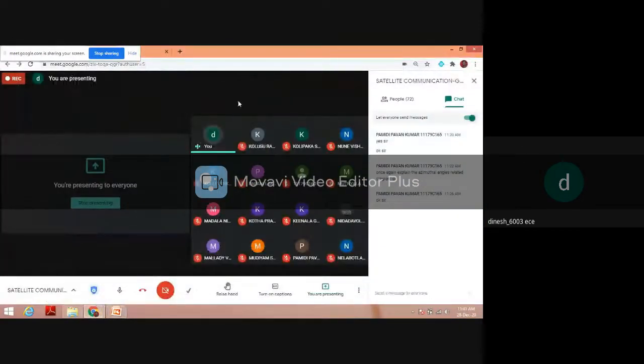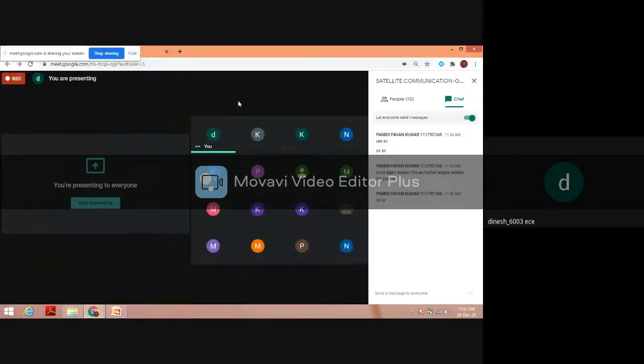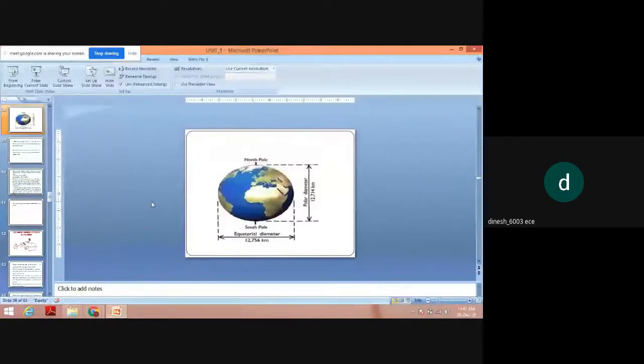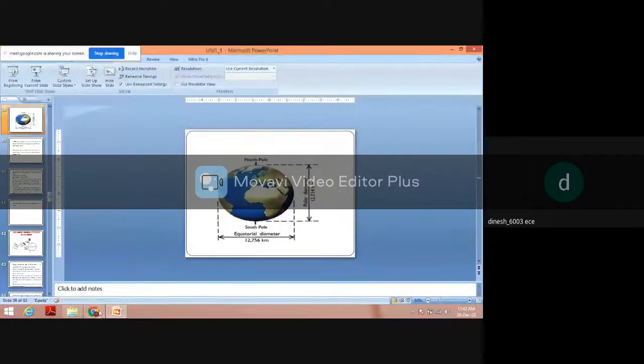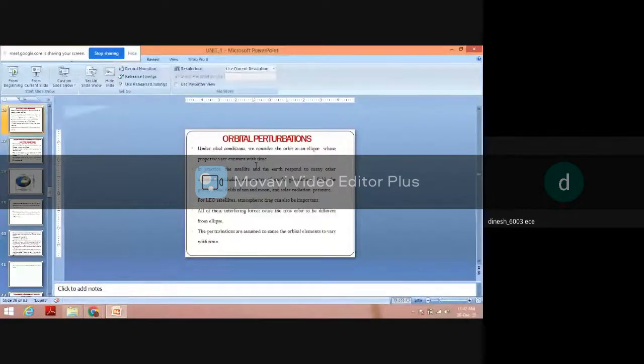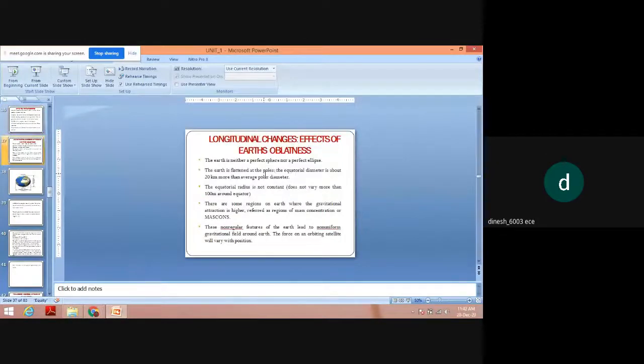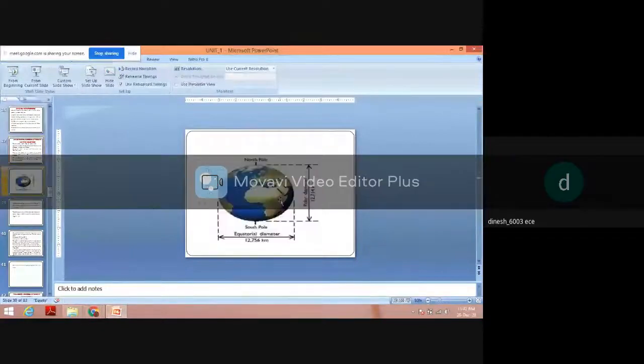So I will stop here. In the next class we'll see the orbital perturbations, followed by the effects of the Earth's oblateness. Oblateness represents a non-perfect ellipse, which is what I'm showing you here.